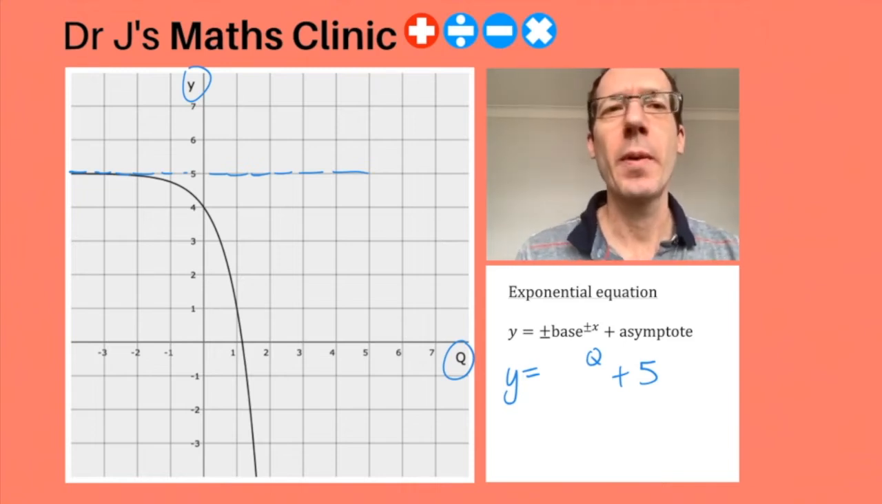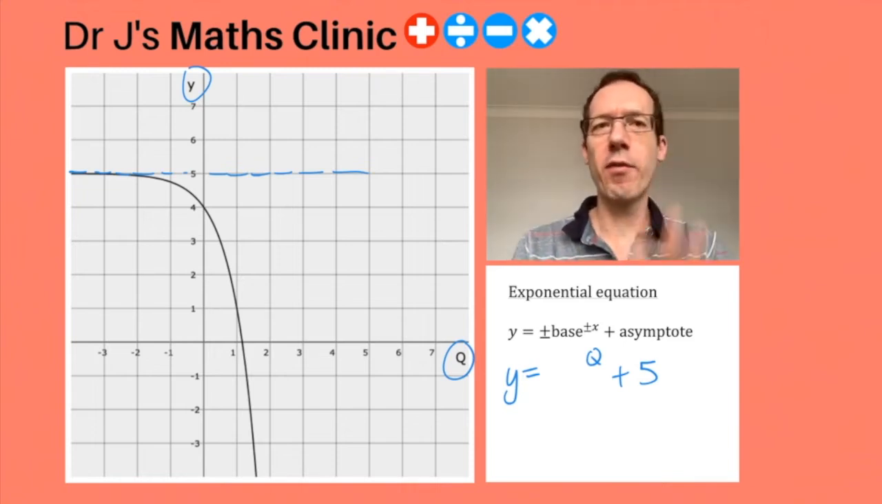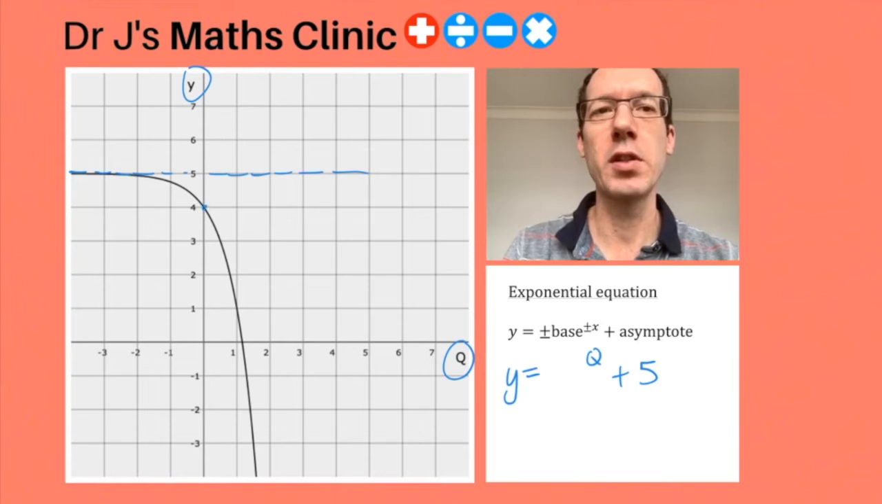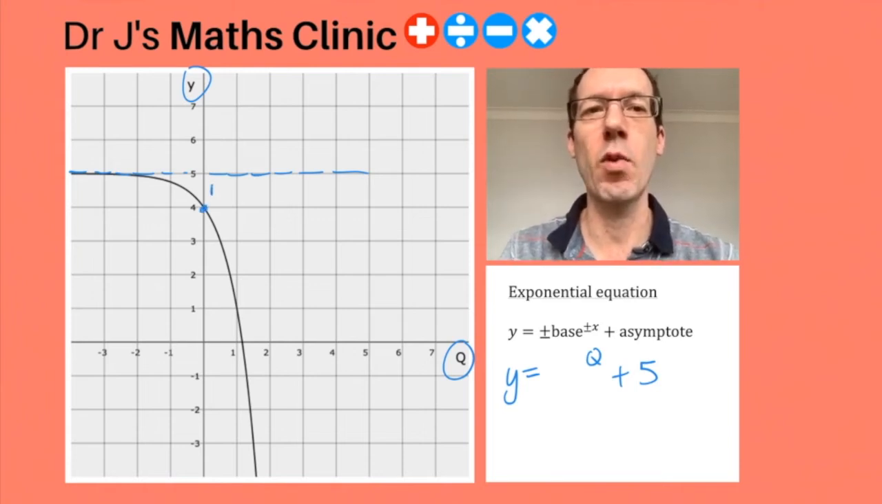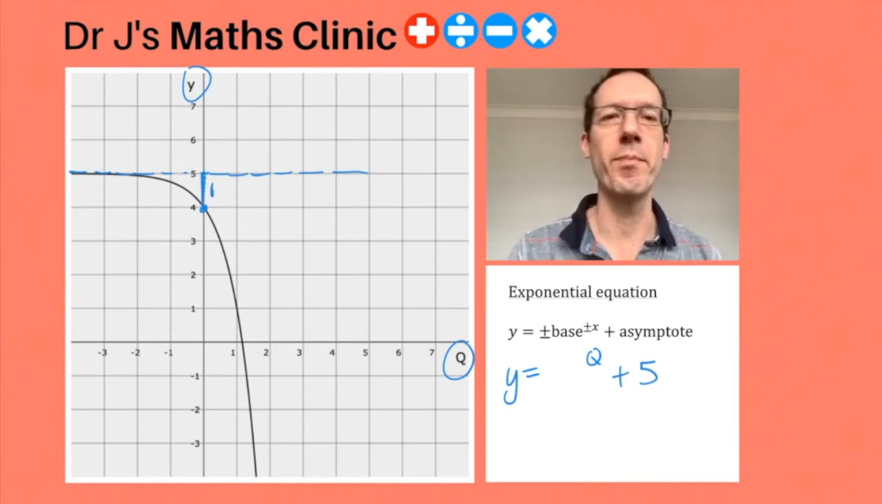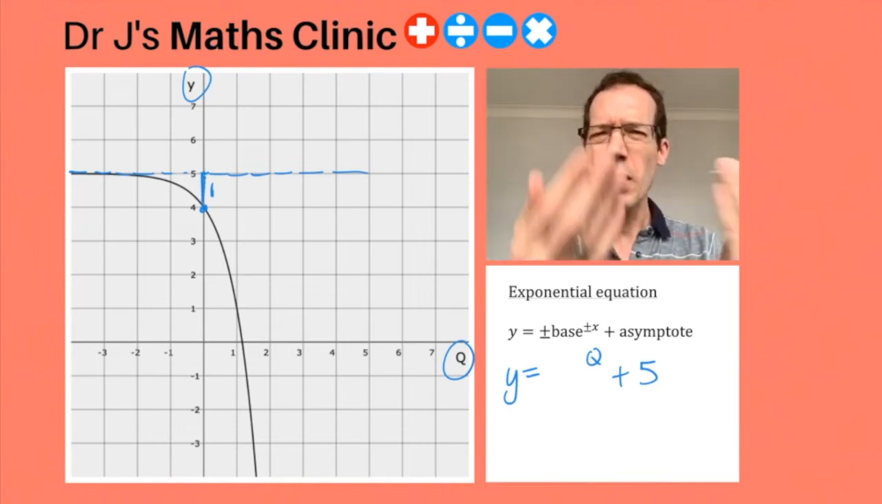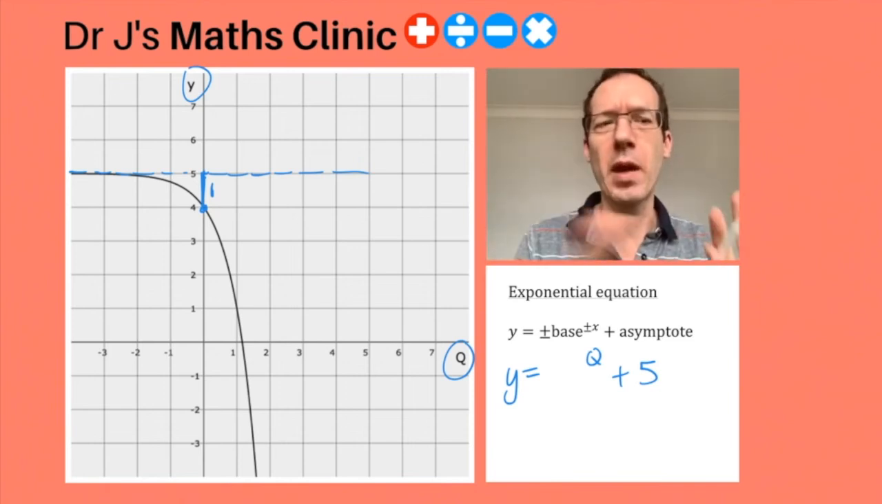Now we need to work out the base. Remember that I said on that vertical axis where it crosses should be a distance of 1 away from that asymptote. And that's what we've got here. That's a distance of 1. So that's good. This time though it's going down rather than up, but we'll worry about that later.